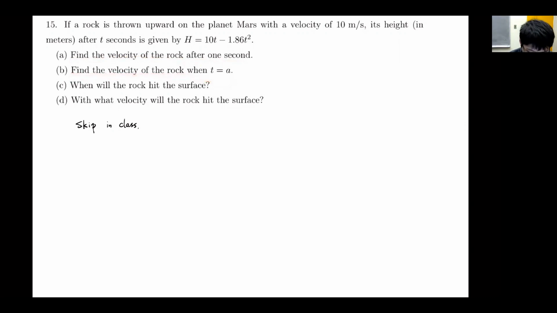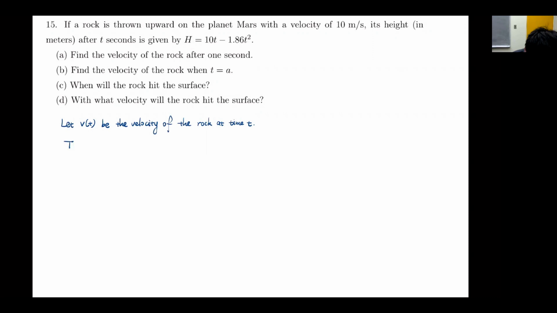We also need to find out when the rock will hit the surface, and with what velocity the rock will hit the surface. Let's start by figuring out part B, because once we have the solution of part B, we plug in t equals 1 to get the solution of part A. We will start by setting v of t as the velocity of the rock at time t.